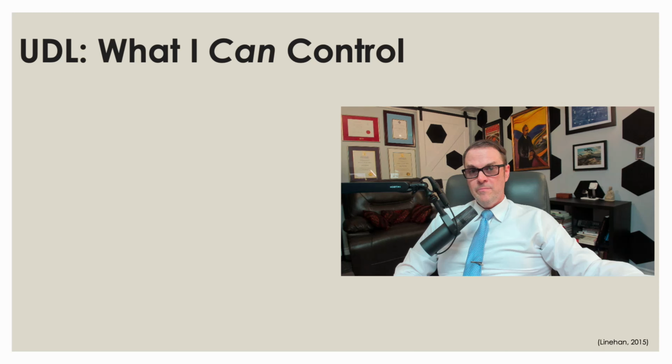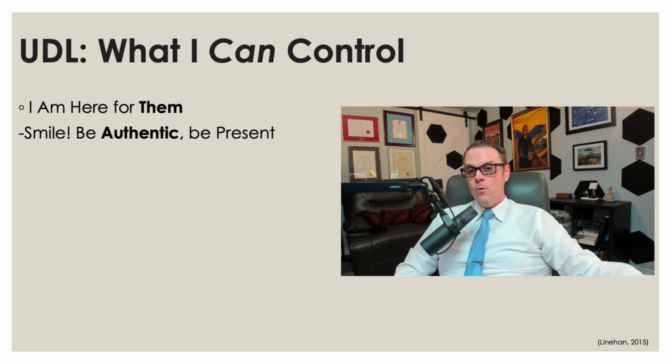An important part of my universal design for learning is to think about what I can control. As we've seen so far in the video, there are so many things that we don't have control over that prevent barriers to learning, and we can't get too pessimistic about all that. We need to focus on what we can control. So what can we control? We can show up for the people who show up. We can be present for our students. And yes, you need to smile, you need to be authentic.